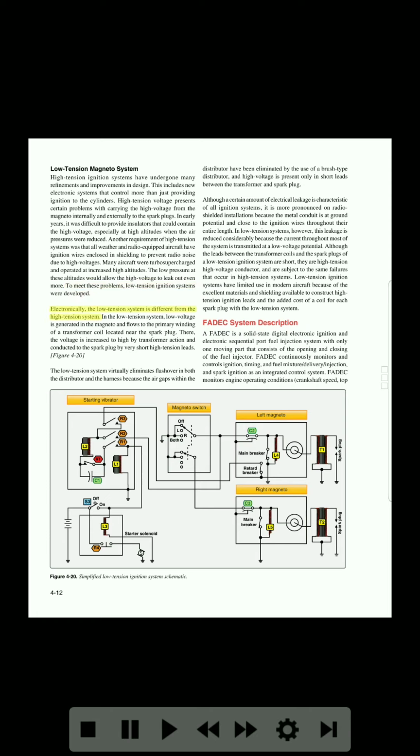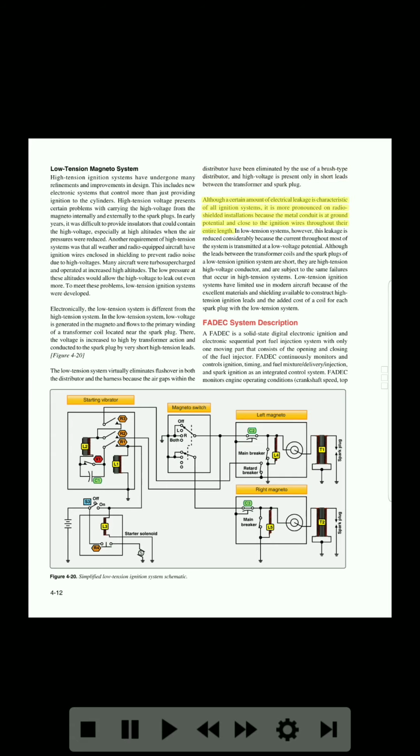Electronically, the low-tension system is different from the high-tension system. In the low-tension system, low voltage is generated in the magneto and flows to the primary winding of a transformer coil located near the spark plug. There, the voltage is increased to high by transformer action and conducted to the spark plug by very short high-tension leads. Figure 4-20. The low-tension system virtually eliminates flashover in both the distributor and the harness, because the air gaps within the distributor have been eliminated by the use of a brush-type distributor, and high voltage is present only in short leads between the transformer and spark plug.